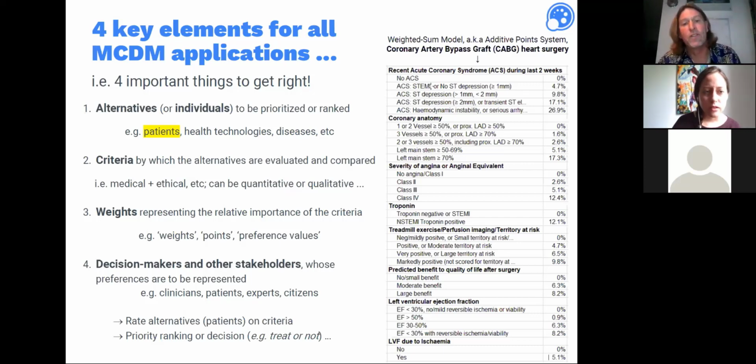Okay, so if we have a system like this, if we've arrived at criteria and we've ended up with weights on the criteria representing the relative importance, the way that we'd implement our system, and again, just a bit of terminology, this is a point system.